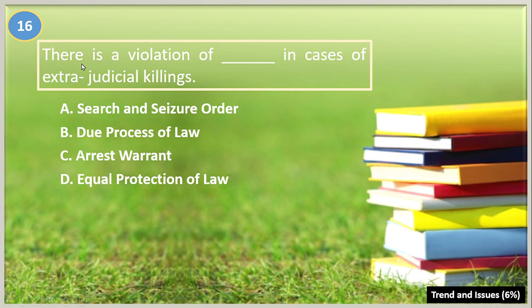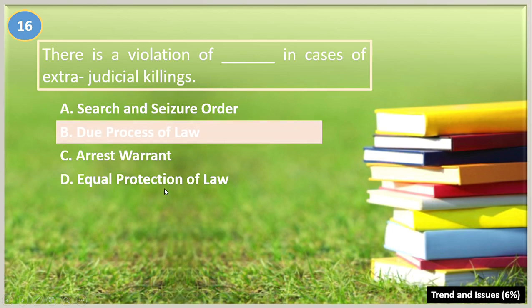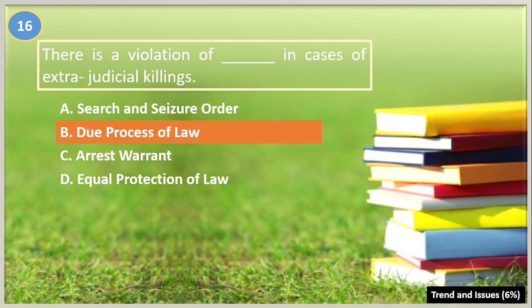Number 16. There is a violation of blank in cases of extrajudicial killings. A. Search and seizure order. B. Due process of law. C. Arrest warrant. And D. Equal protection of the law. The answer is letter B, due process of law. There is a violation of the due process of law in cases of extrajudicial killings.